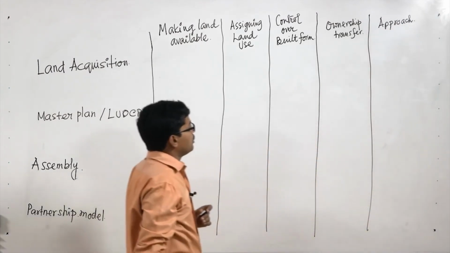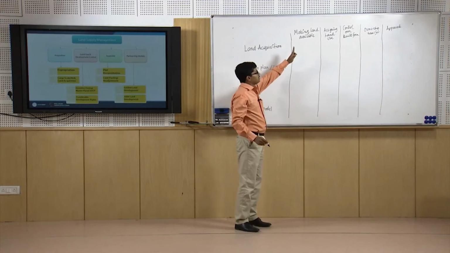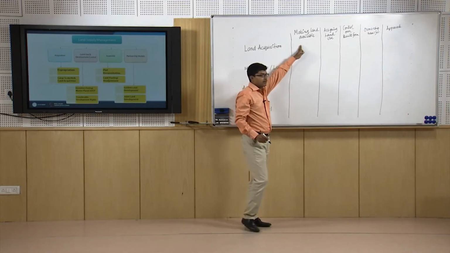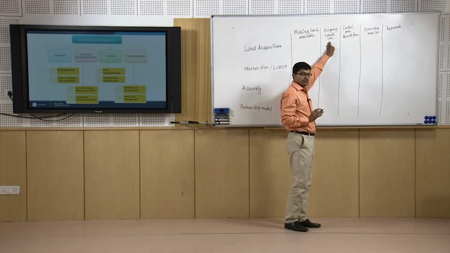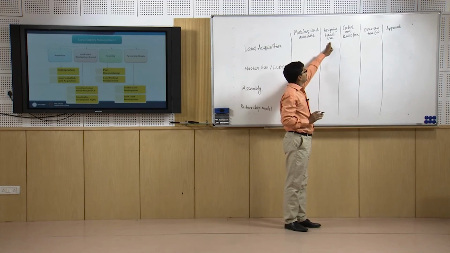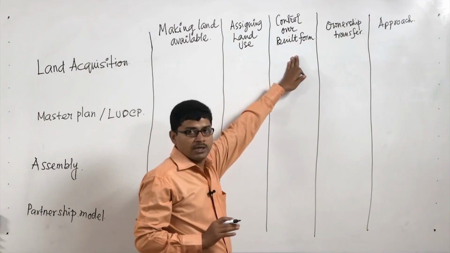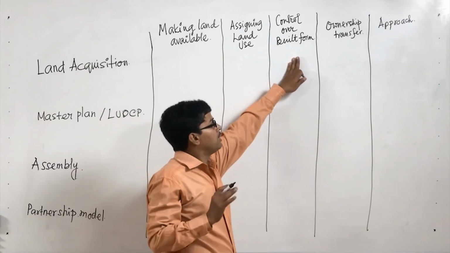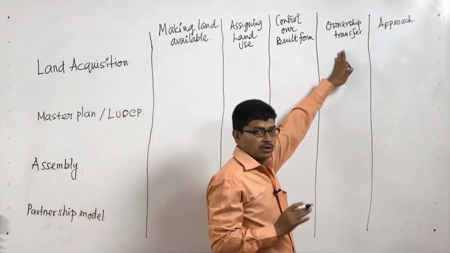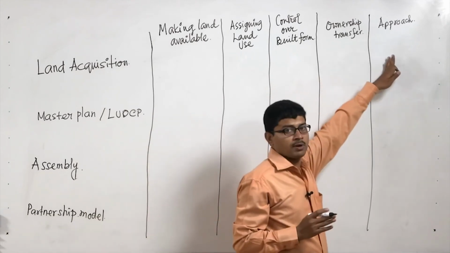An approach. So, basically our parameters are: making land available, how we are making the land available. Second is whether, after making the land available, we are assigning land use, and how we are assigning land use. Fourth is, after assigning the land use, whether we are making any control over the built form or the building, then whether ownership is transferred or not, and then what is the overall approach.